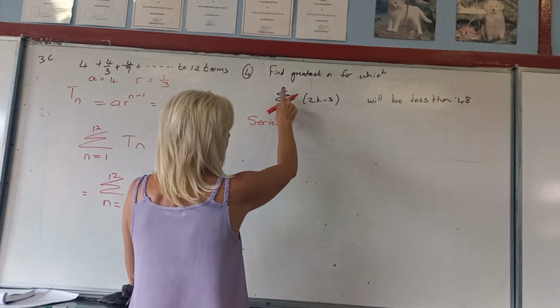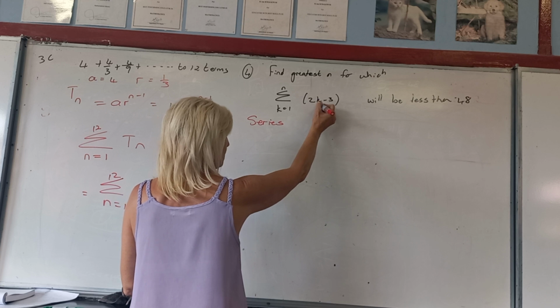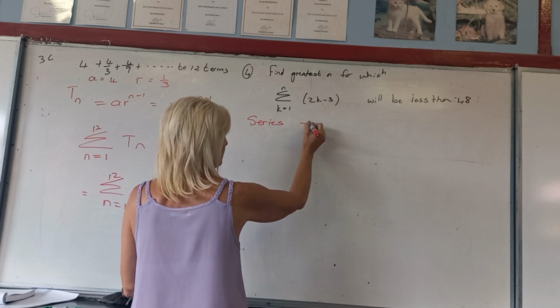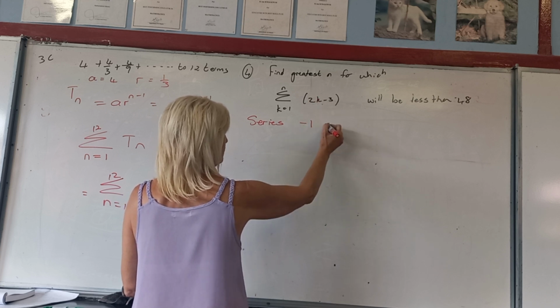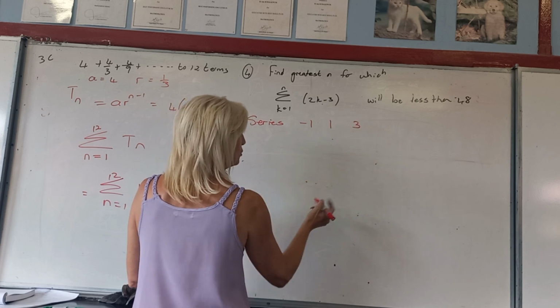So they want to know in this thing, but first before I read anything else, what's the series? k must be 1. So this answer will be negative 1. If it's 2, positive 1. If it's 3, 3. Okay, but what should be in between?